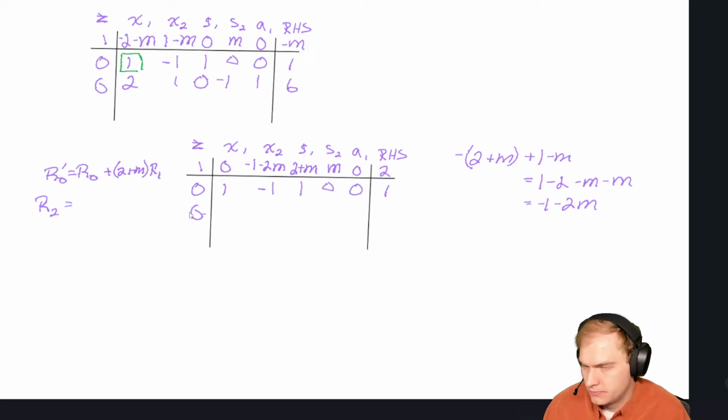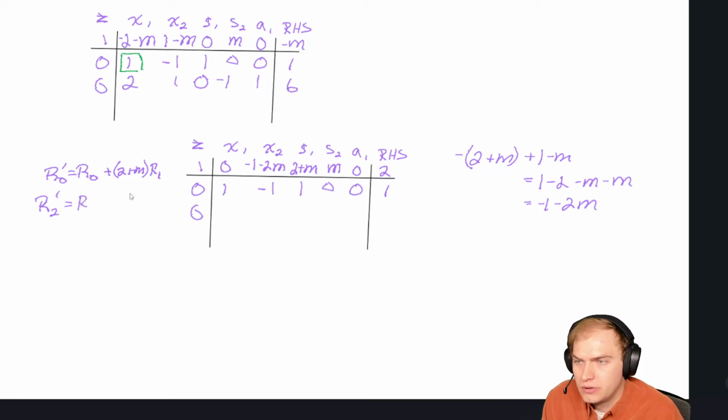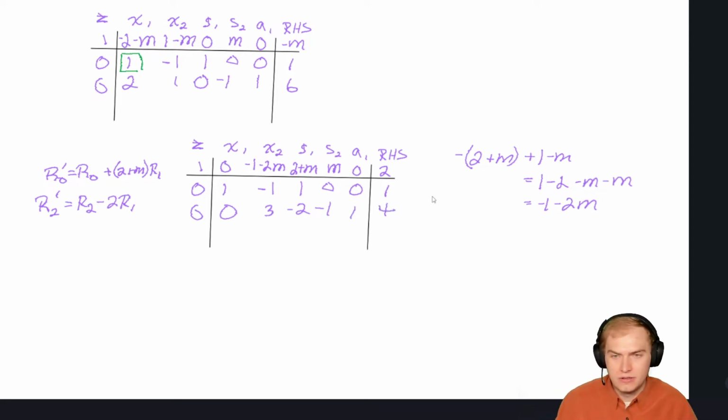Row 2 prime is row 2 minus twice row 1. 0, negative 1, nope, 3. Negative 2, negative 1, 1, 6 minus 2 is 4.